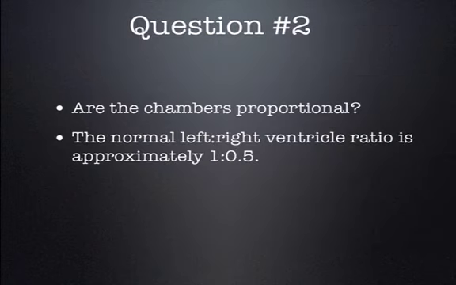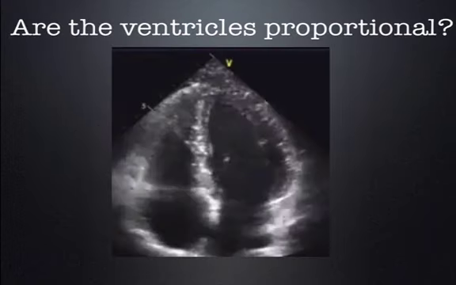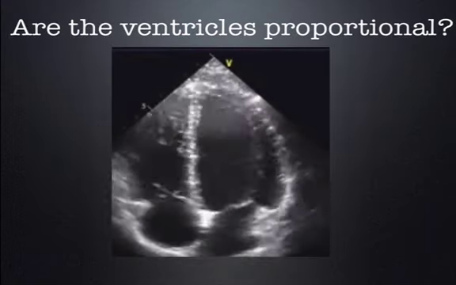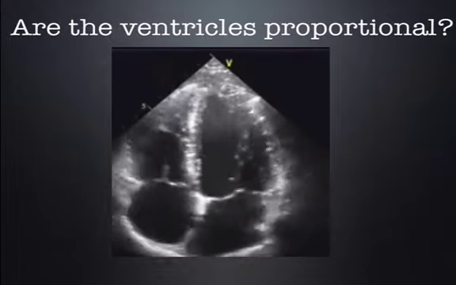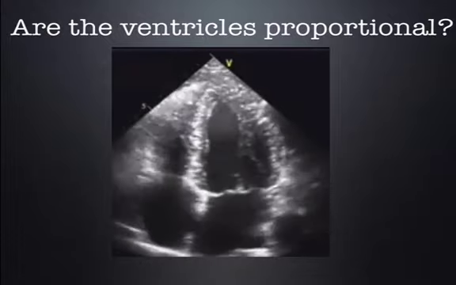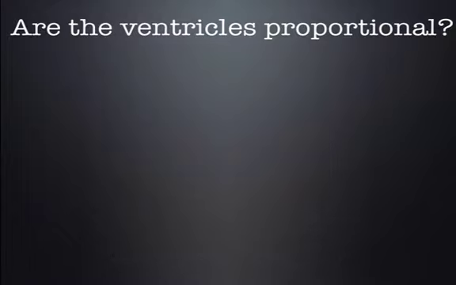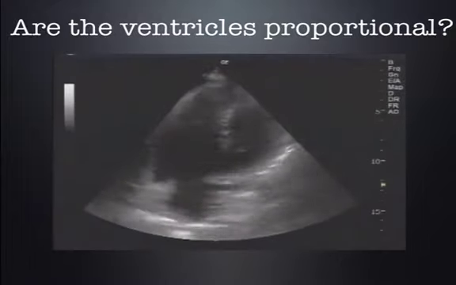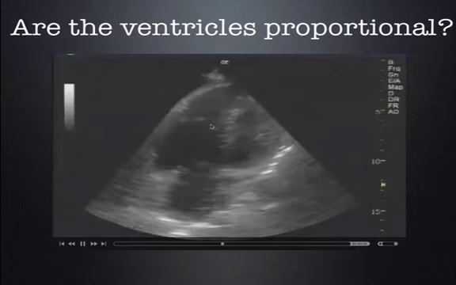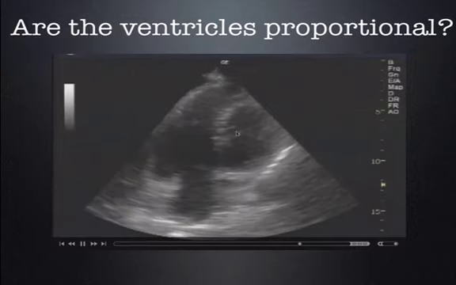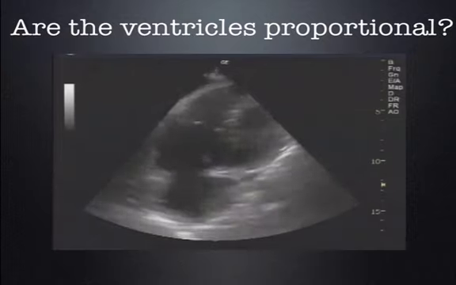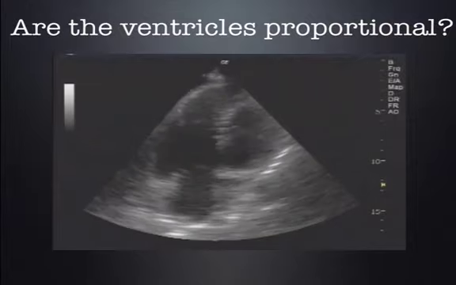So the second question that we're asking is, are the chambers proportional? The normal left to right ventricular ratio is 1 to 0.5. So looking at this image, are the ventricles proportional? Well, the right ventricle looks approximately half the size of the left ventricle, so I would say yes. How about this case? Well, here we can see that the right ventricle is a lot larger than the left ventricle. So clearly in this case, the ventricles are not proportional.